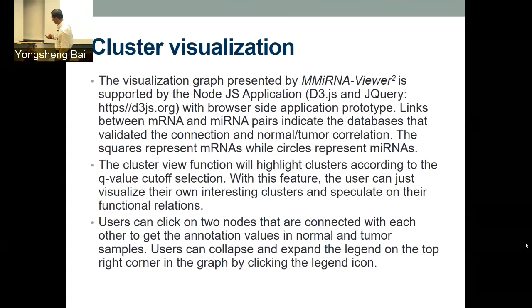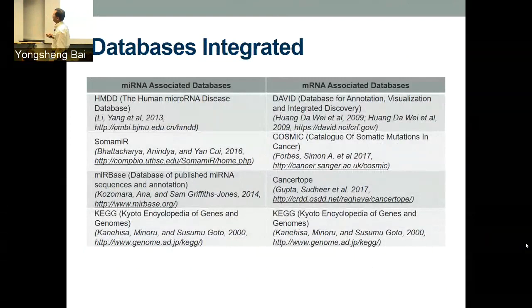Another thing I want to mention is the databases integrated into our tool, which are listed here. For microRNA-associated databases, we have HMDD and SomamiR, which looks at target changes due to variants. Also miRBase, which everyone has heard of, is a database for microRNA sequences and annotation, and we have incorporated this information too. Another very common database we include is KEGG pathway, which looks at pathway involvement for microRNAs, and we can link this to mRNAs and genes as well.